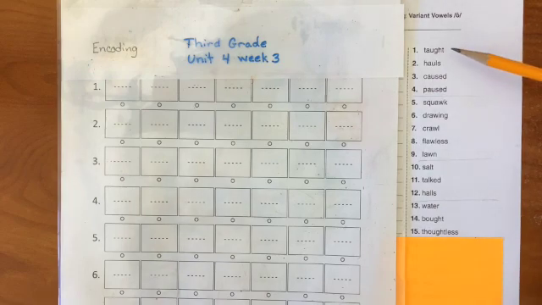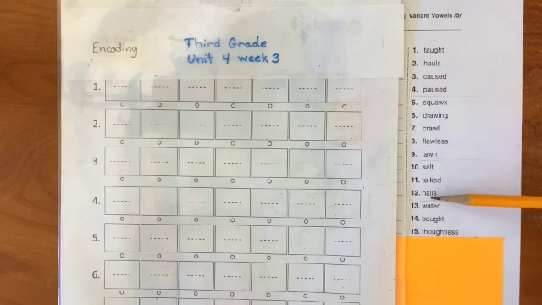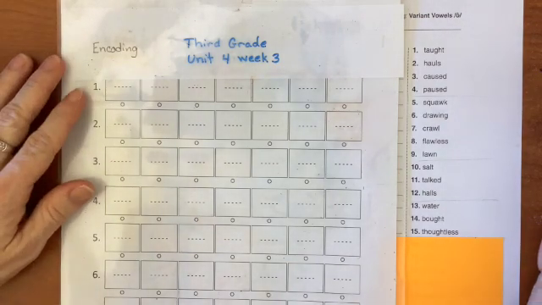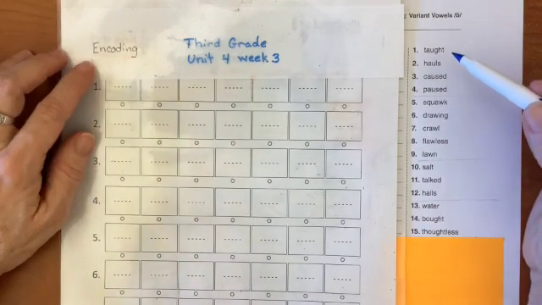Let's get started. This word is taught, hauls, caused, paused, squawk, drawing, crawl, flawless, lawn, salt, talked, water, bought, thoughtless. Make sure you can read all of those words. You can back the videotape up so that you can go through them again with me as many times as you need. All right, when we're encoding, we're gonna write by the syllable.